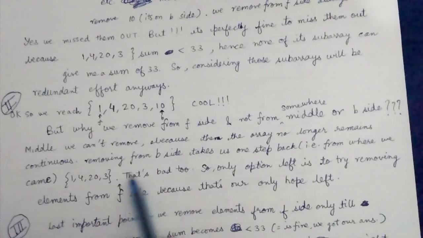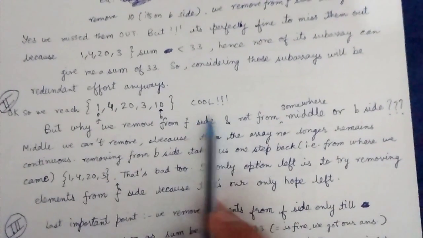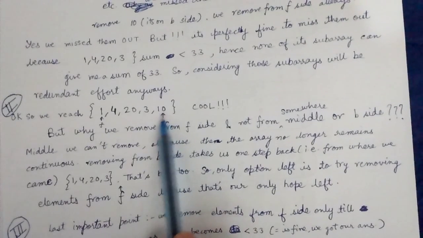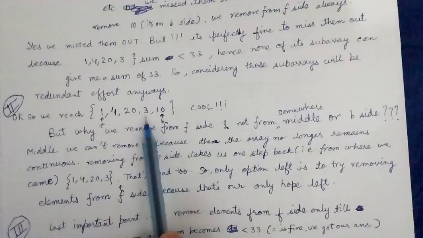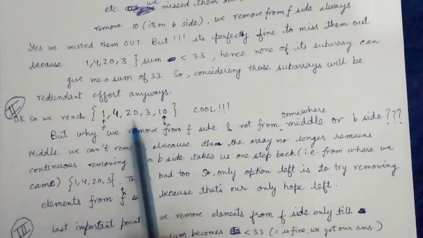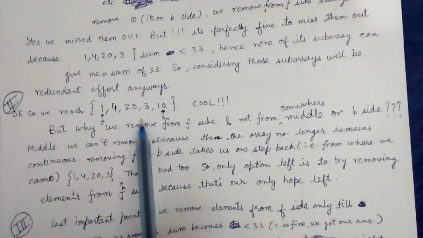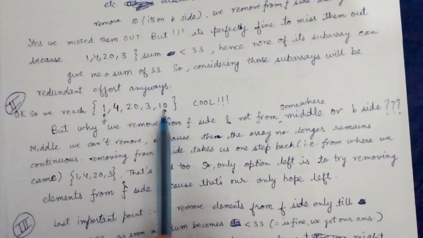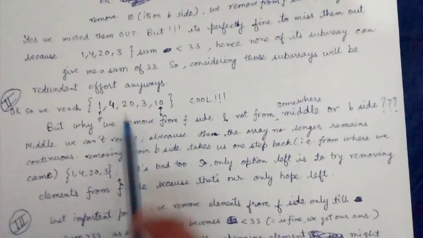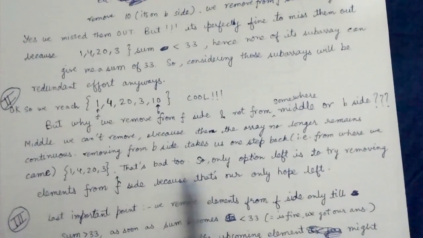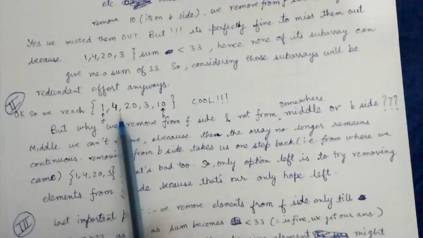Removing from the B side, okay, takes us one step back. So let's say we remove one element from the B side, we go one step back, so we reach 1 4 2 3. That is from where we started. We started from this point, we added 10 and now we are removing 10, so we are going one step back, so there is no point in doing that either. So there is only one option left. We try to remove from the F side.